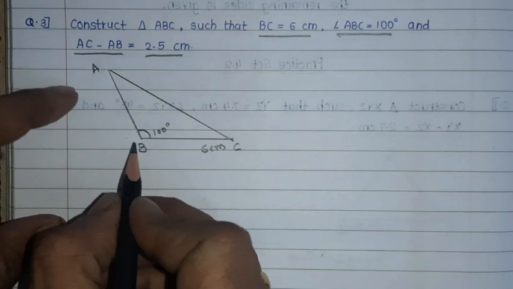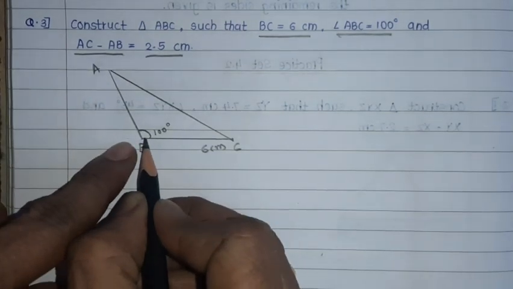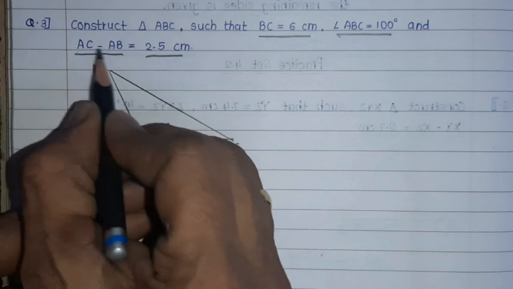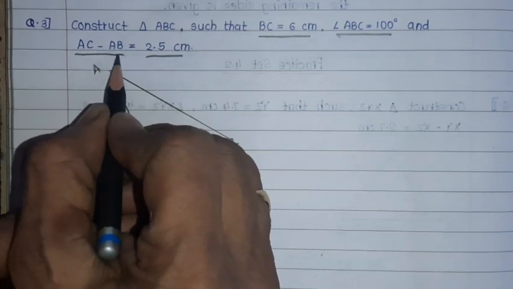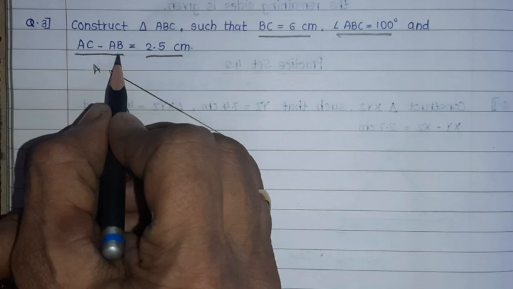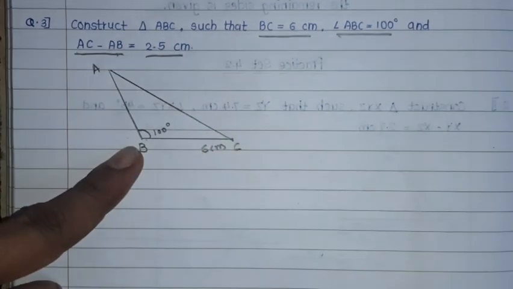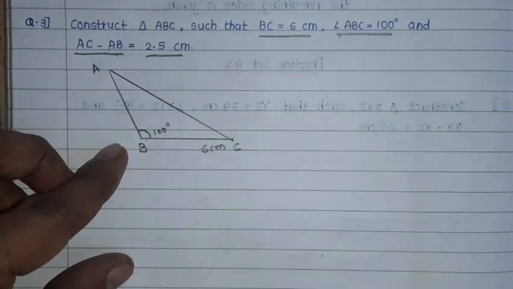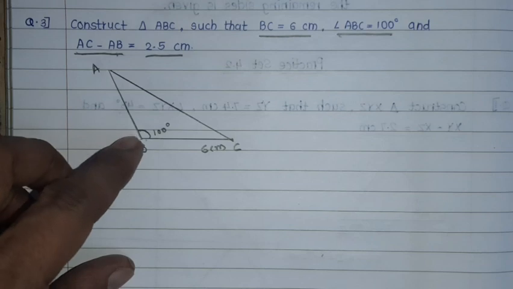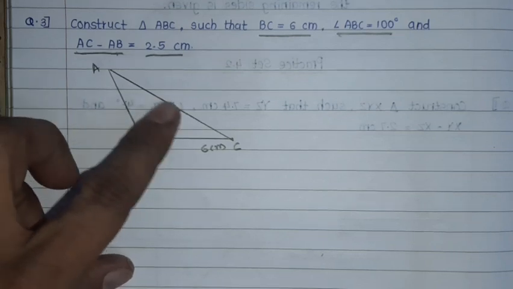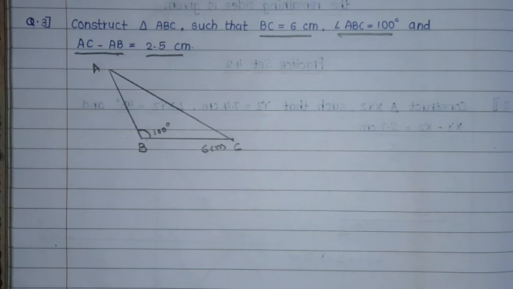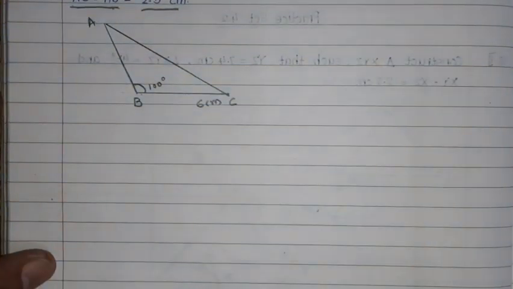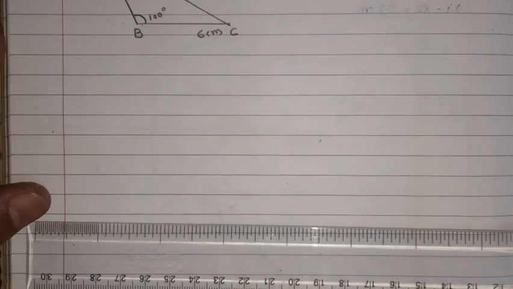Now I think everyone understood this. Angle B is there, the opposite side is AC, and here AC minus AB is given. AC minus AB, that means AC is greater than AB. Therefore, dear student, this is another type. In question number 1, we saw that the opposite side is smaller than the other side, but in this case the opposite side of the given angle is greater than the other side. Therefore, how to construct? See here, it is very simple and very interesting. If you practice, then construction gives you full marks.